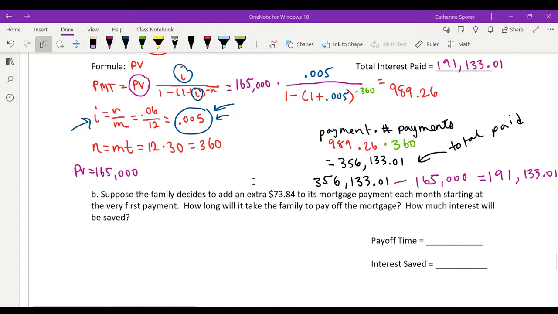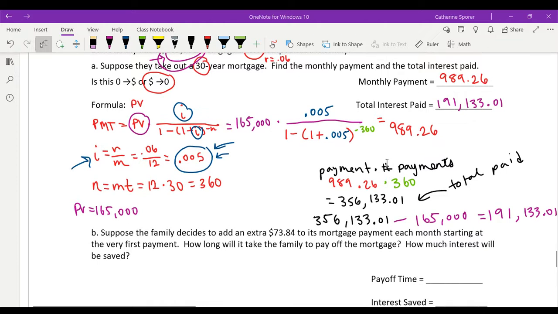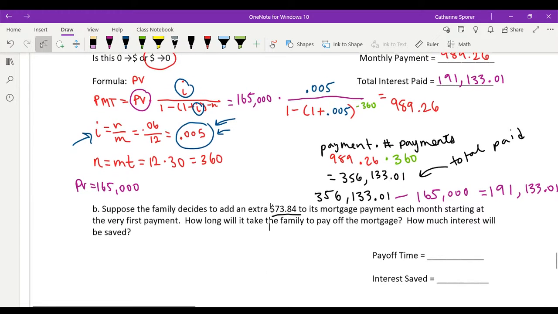So notes 3.3 and 4, example 10b, we just calculated the payment for the 30-year loan was $989.26. Now we want to suppose that the family decides to add money to that payment. So suppose they add an extra $73.84 to the monthly mortgage payment, starting at that very first one. We want to know how long would it take for the family to pay off the mortgage.